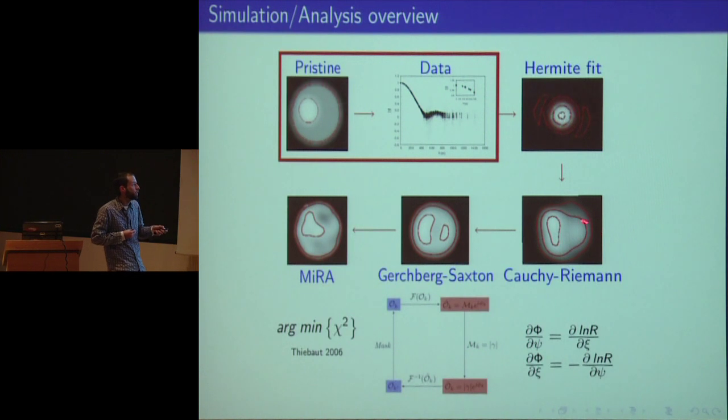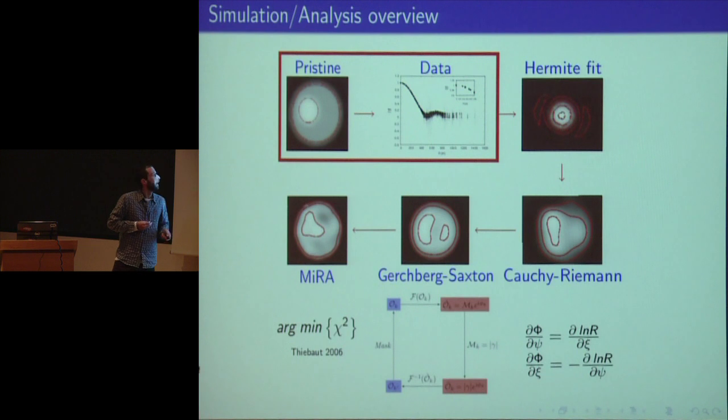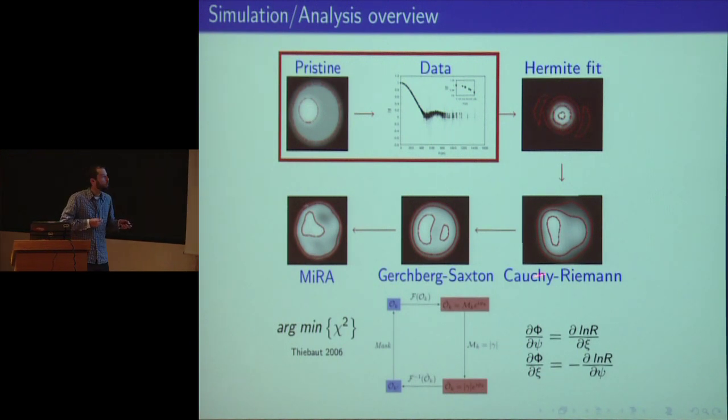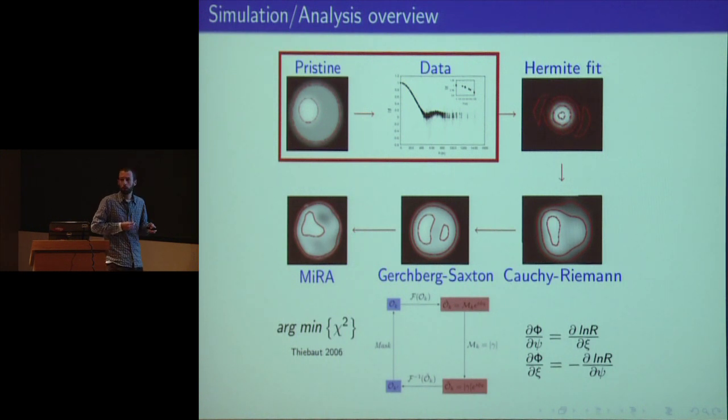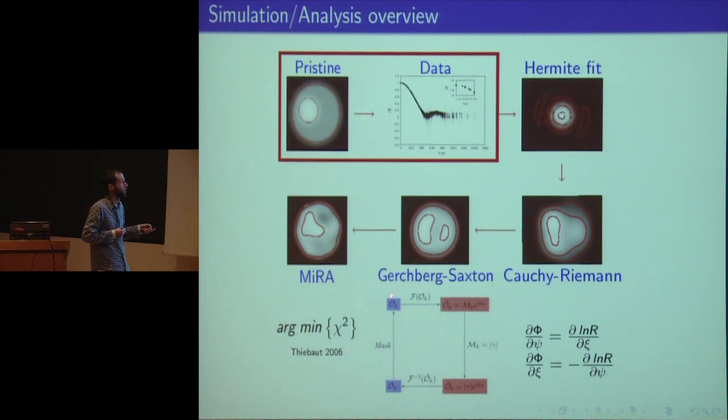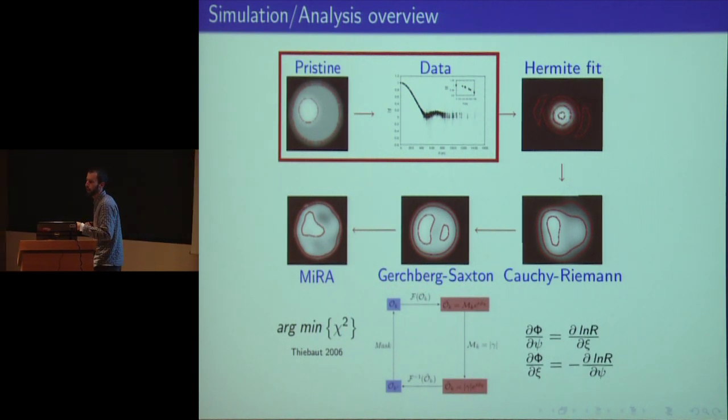Now, since these images are sometimes not fully satisfactory, you can improve them by using other existing techniques that have been developed previously. For example, one is the Gerchberg-Saxton algorithm, also known as the error reduction algorithm, where you go between Fourier space and image space, and in each space you impose certain very general constraints.